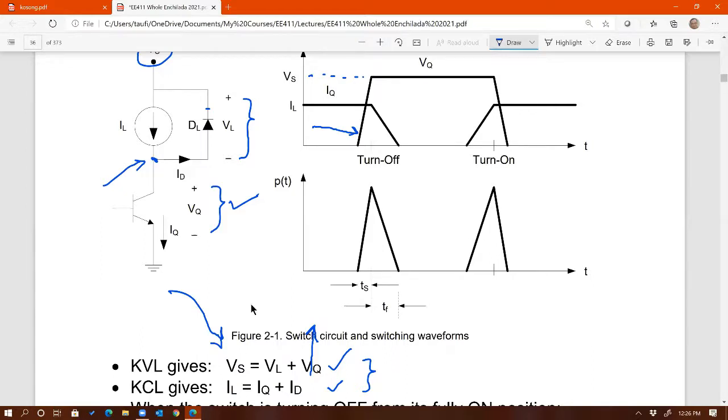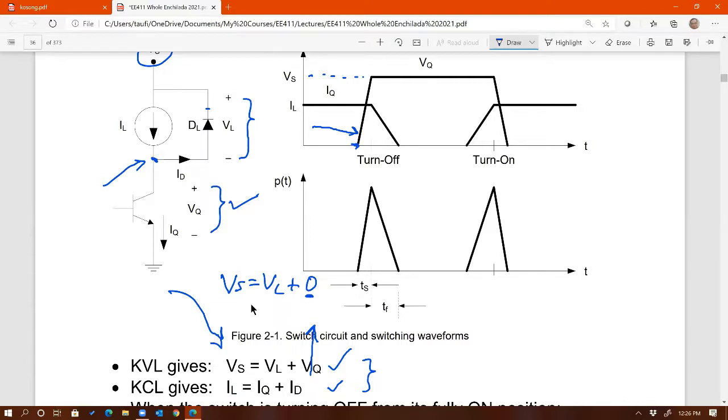It goes down, right? So before the turn off, Vs is equal to VL plus 0, because VQ is equal to 0. It's conducting, right? But as you are turning off the switch, this voltage VQ goes from 0, just like you see here, and then starts to rise, right?